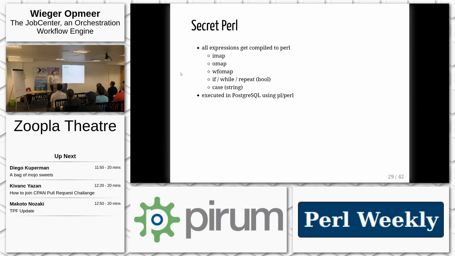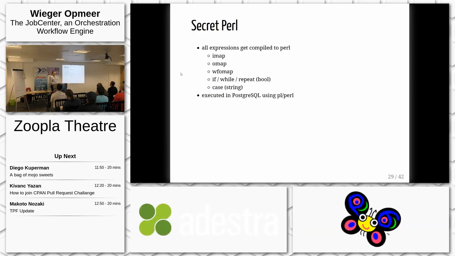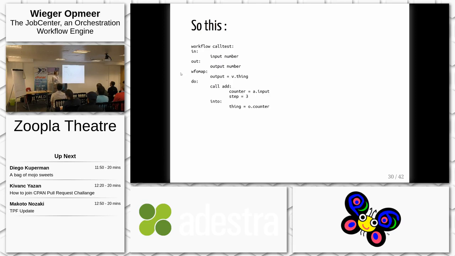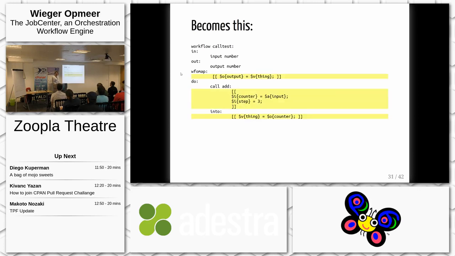Actually, all those input and output maps and all that is compiled into bits of Perl. One of the embedded stored procedure languages in Postgres is Perl, and that's what we can use. So again, we have this workflow. Everything actually becomes a bit of Perl.